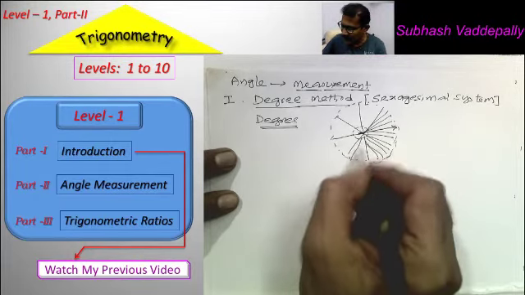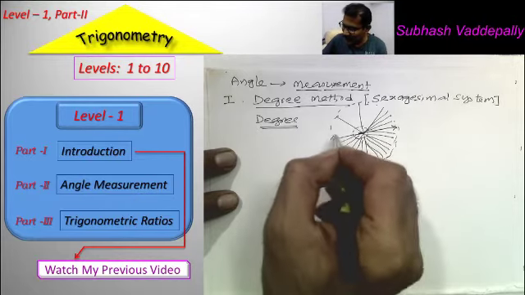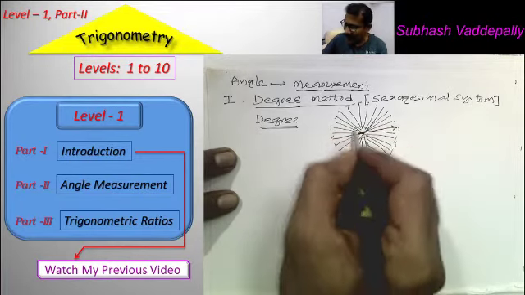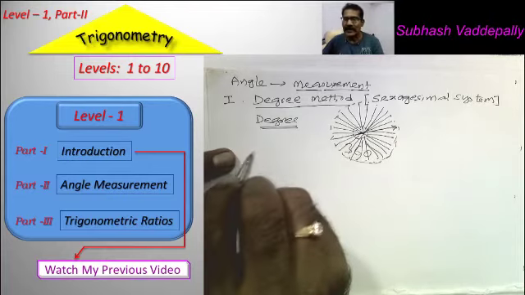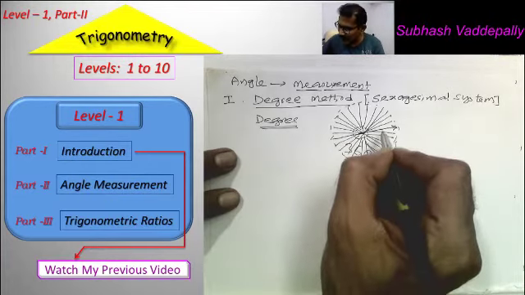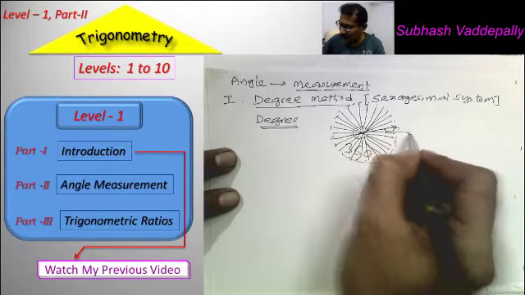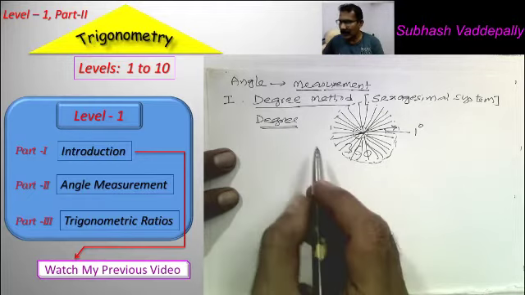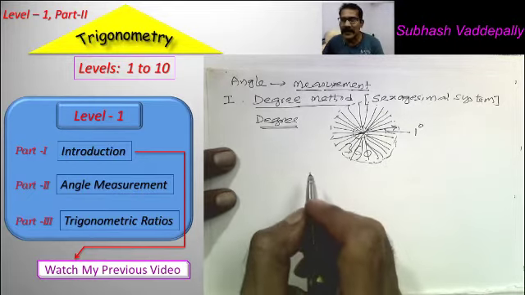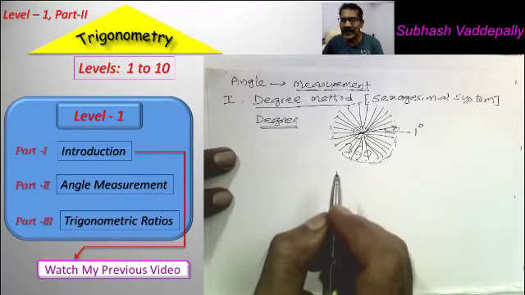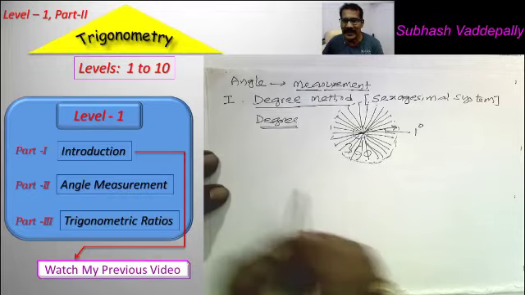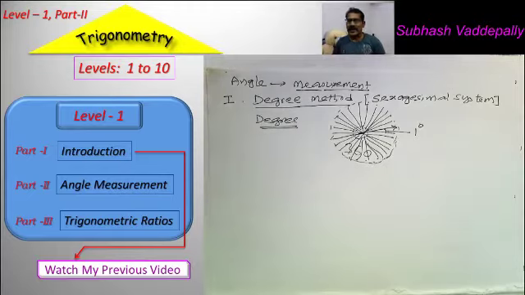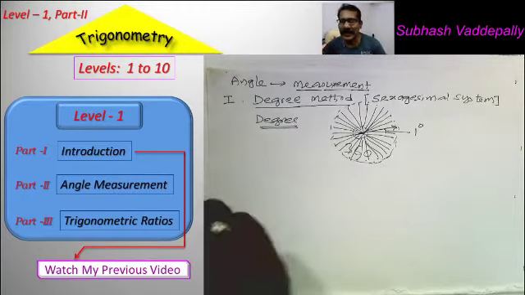It is quite difficult to divide into 360 equal parts on plain paper. Just consider I made this into a total of 360 equal parts. Out of these 360 equal parts, if I take one part, this one part is called 1 degree. The degree definition is: 1 by 360th part of a complete revolution of a ray with respect to its fixed point is called 1 degree. So this angle is 1 degree.